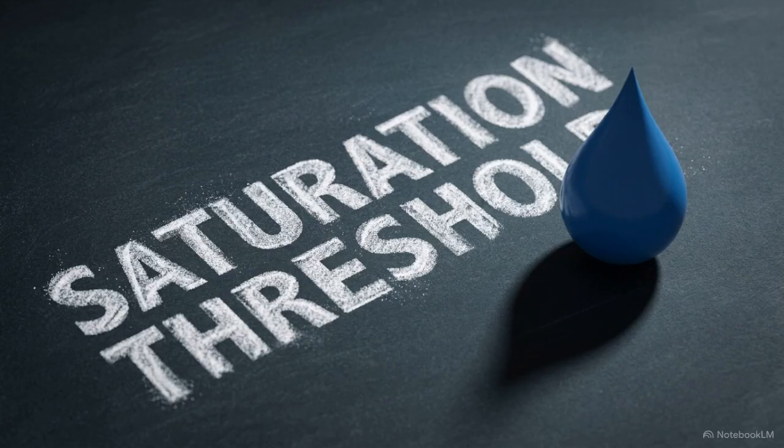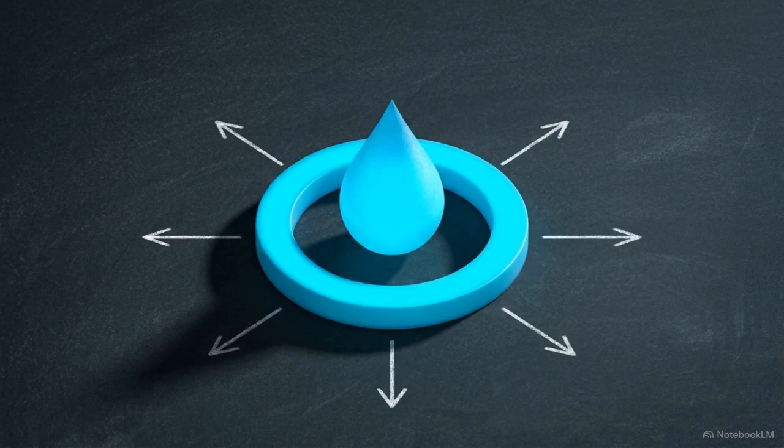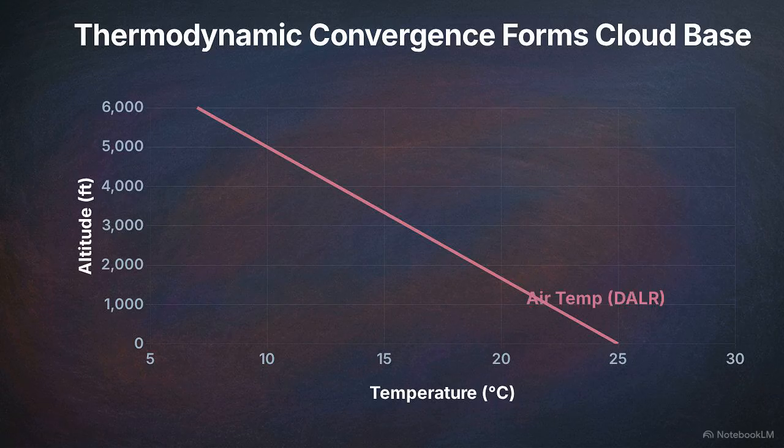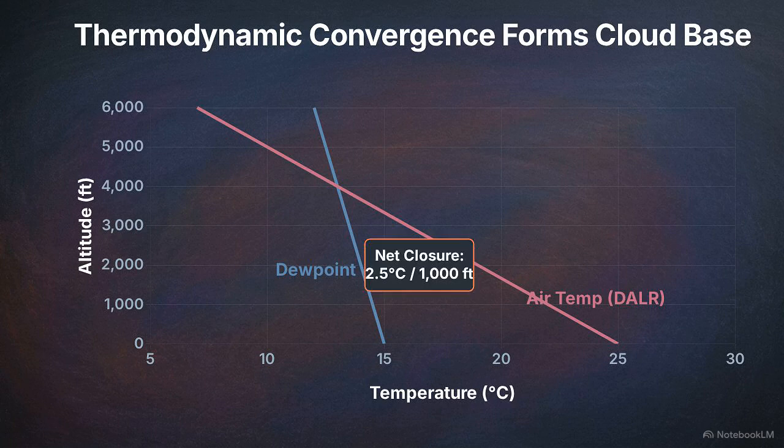To find out when a cloud will actually form, we introduce the second variable, the dew point temperature. This is the thermal threshold where our rising air parcel becomes 100% saturated with water vapor. The dew point itself decreases as the parcel rises, but at a slower rate of 0.5 degree Celsius per 1,000 feet. This creates a net closure rate of 2.5 degrees between the air temperature and the dew point. The exact altitude where these two values intersect dictates the absolute theoretical base of the cloud.